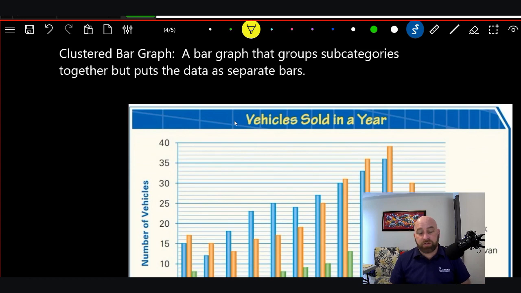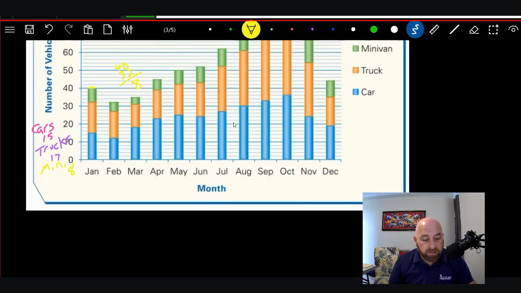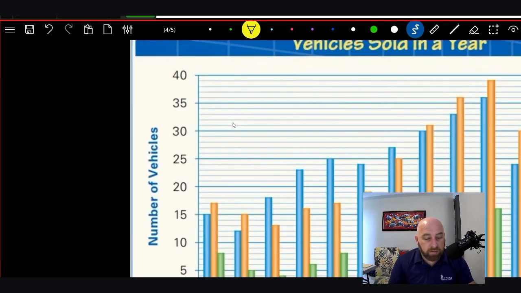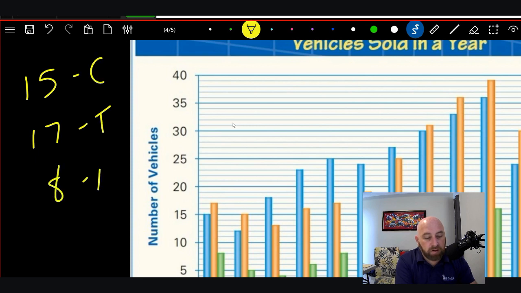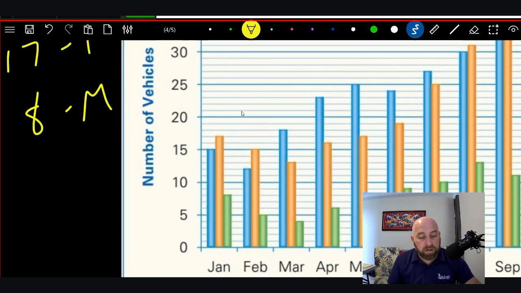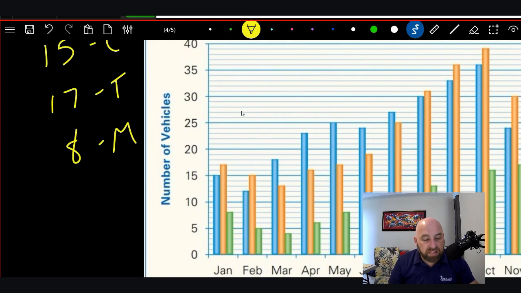What is a clustered bar graph? Well, it's the same information. Okay, so the same information that we just had. Do you remember the answers there? 15, 17, and 8. Okay, so it was 15, 17, and 8. And this was cars, trucks, and minivans. So now we're going to look at this one, and we're going to get the same information, but we're going to see it a little bit differently. And this is called clustered.